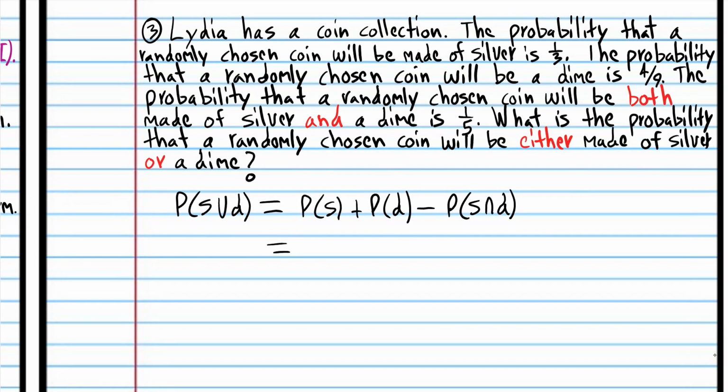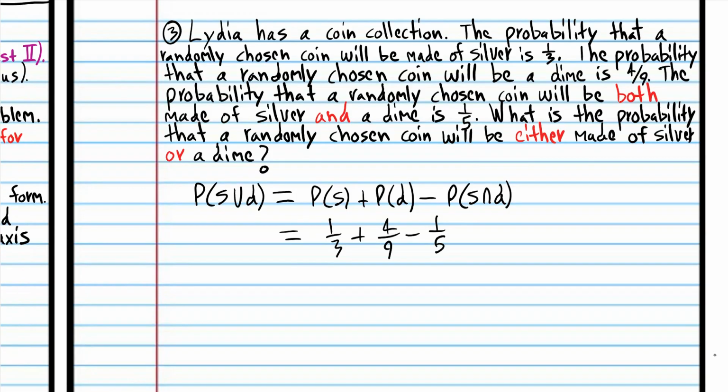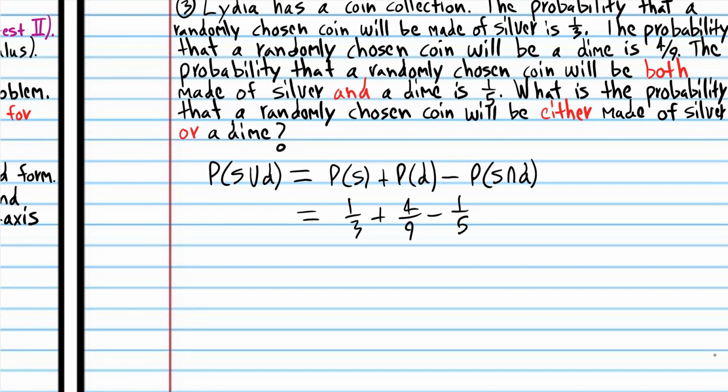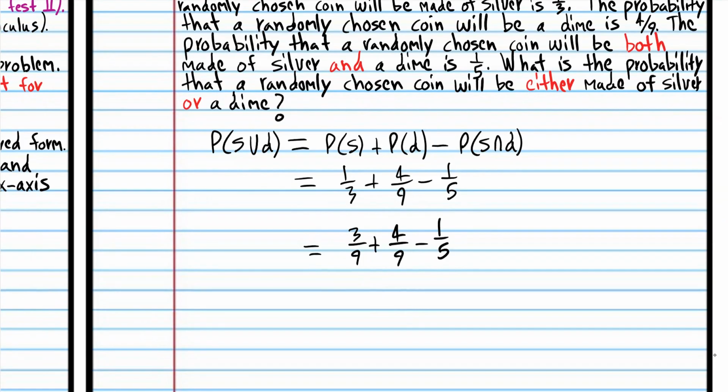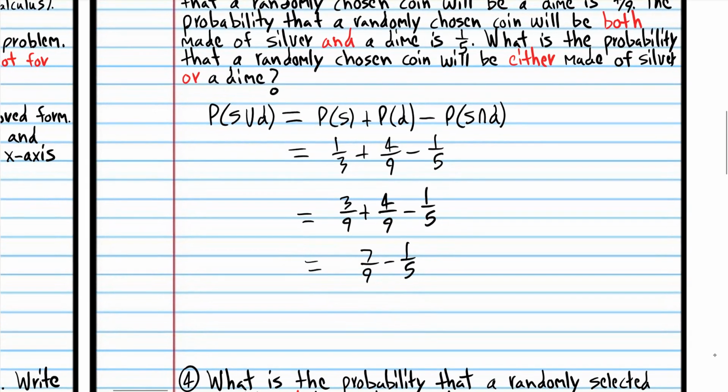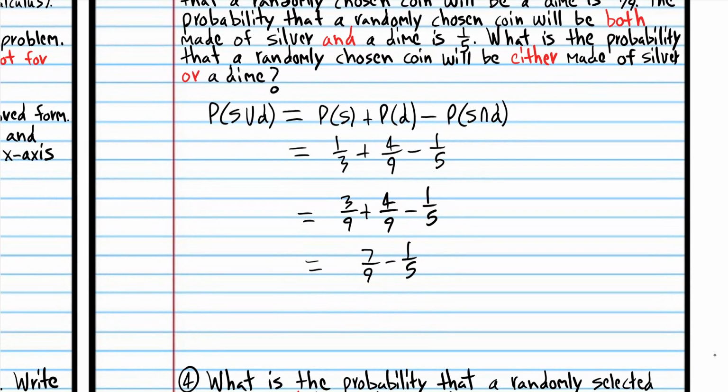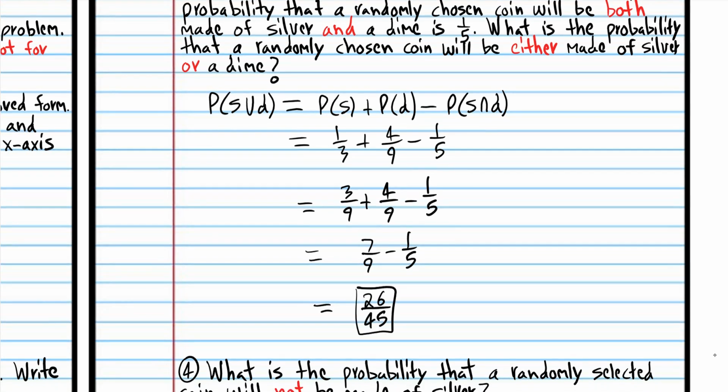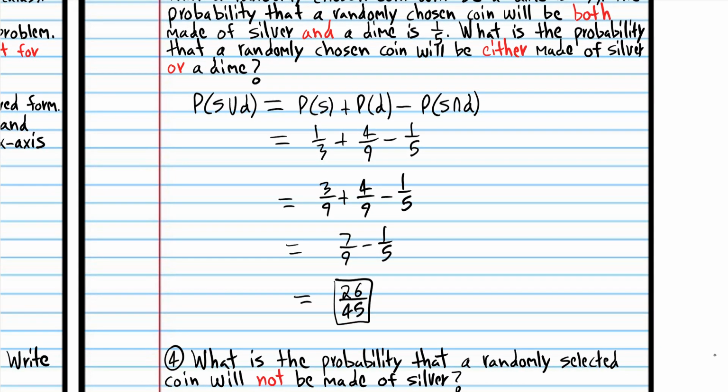So the probability of getting a silver coin is 1/3, the probability of getting a dime is 4/9, and the probability of choosing both a silver coin and a dime is 1/5. So let's change the form of that fraction. 1/3 is 3/9. Add those up and we get 7/9. And so if we subtract these, we get 26 over 45. So if you got that right, excellent.